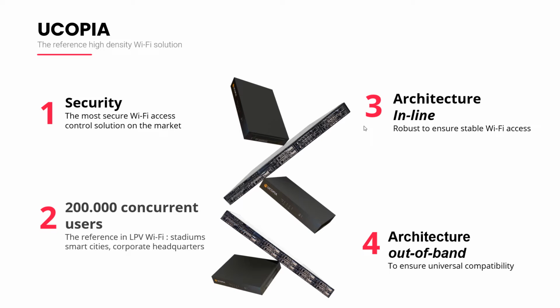In terms of architecture, UCOPIA can be deployed in two different modes, inline and out of band. Inline is basically when we deploy UCOPIA in between your access points and your edge router to the internet. So all of the internet bound traffic flows directly through the UCOPIA, and out of band is when all the internet bound traffic does not flow through UCOPIA. UCOPIA is only used for authentication, for radius, and for captive portal and these kind of things only.